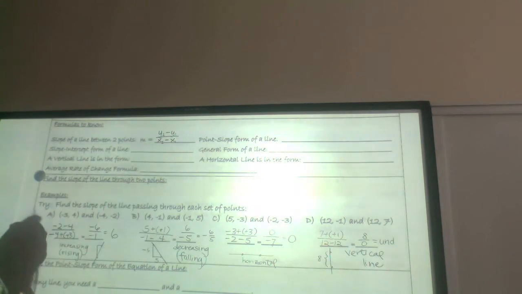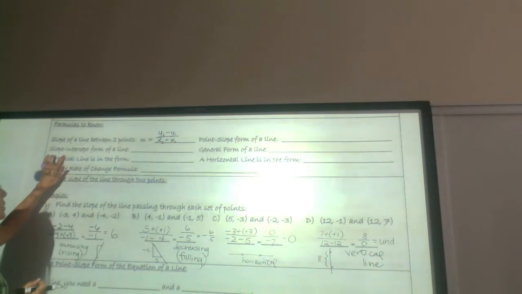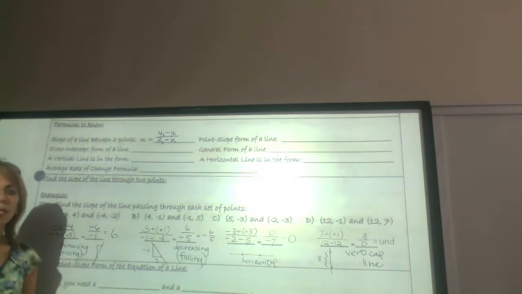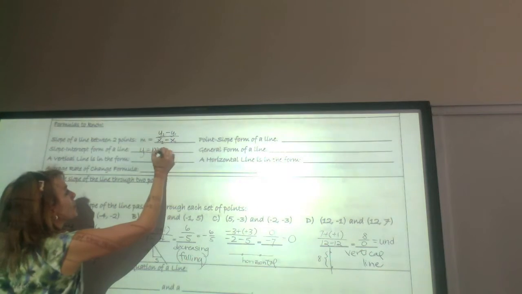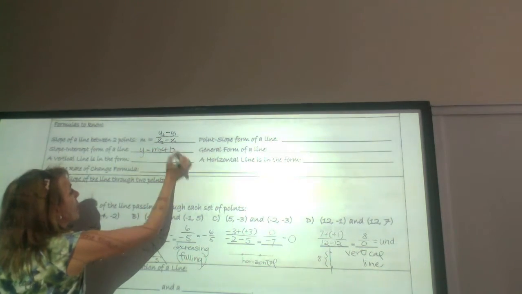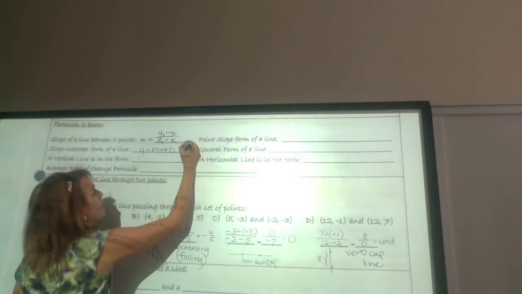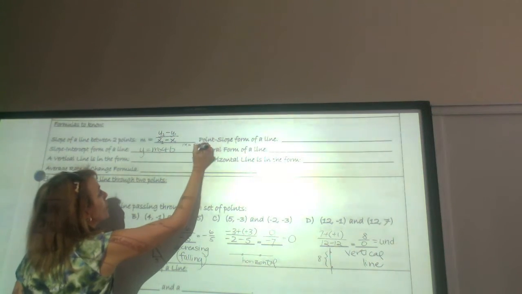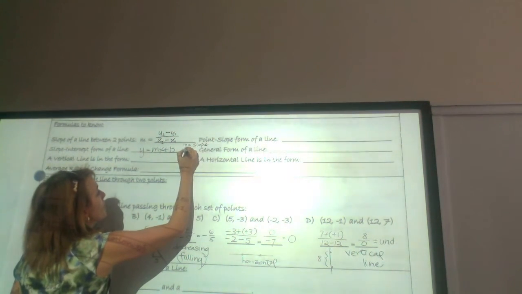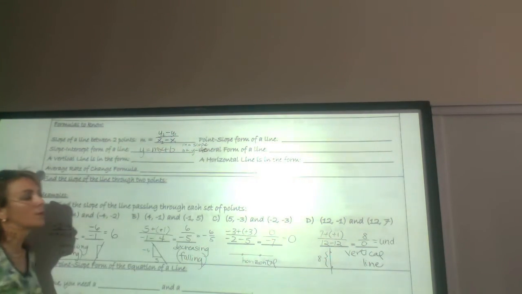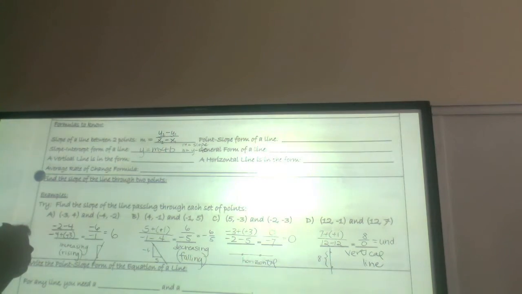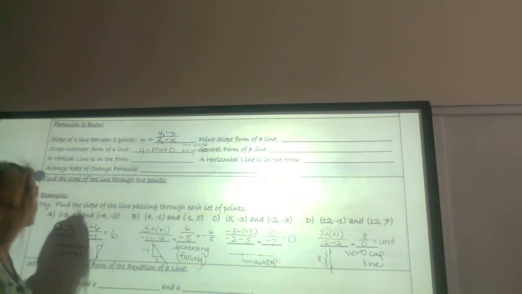Okay, so let's come back up here and talk about these other things that you need to know. You know this, I believe. Slope-intercept form of a line is y equals mx plus b. And recall that m represents your slope and b represents your y-intercept, or the point at which your line crosses the y-axis.